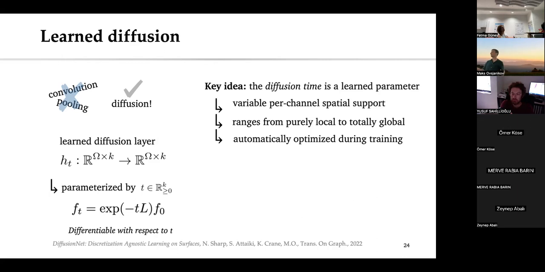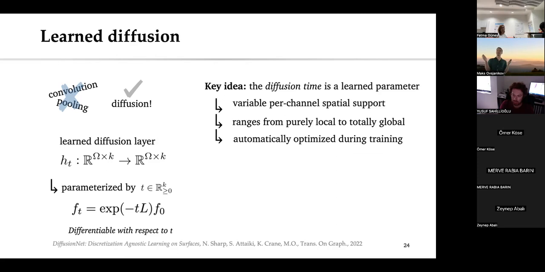Is this related to the noising and denoising of general diffusion models? Yes, there is a deep connection, except there is no denoising here. It's more like, how should I describe it, smoothing and oversmoothing. You have some input features and you just want to smooth them for some amount of time. So it's not exactly denoising, it's more like smoothing and unsmoothing. You can think of it that way.